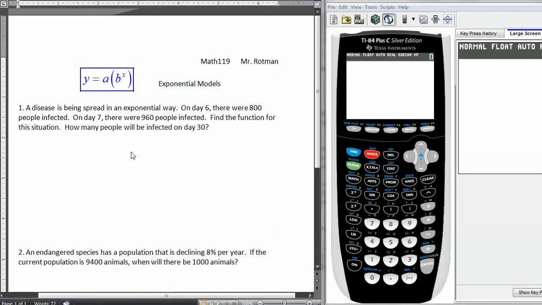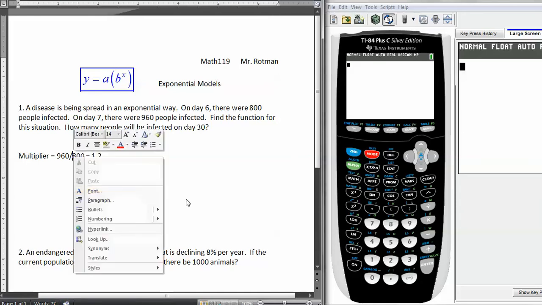So the key thing about these exponential models is there's a multiplying process going on. From day 6 to day 7 we multiply by something to get there. So we need to find the multiplier. We do that by dividing the newer value, 960, by the old value, 800. That turns out to be 1.2.